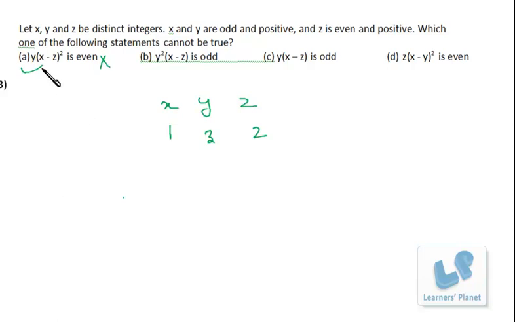Alternatively, you can also say that x is an odd number and z is an even number. So odd and even, the difference will be odd, and the square of odd will be an odd number, and odd number into odd number will be an odd number. Okay, so then also you can solve the problem.